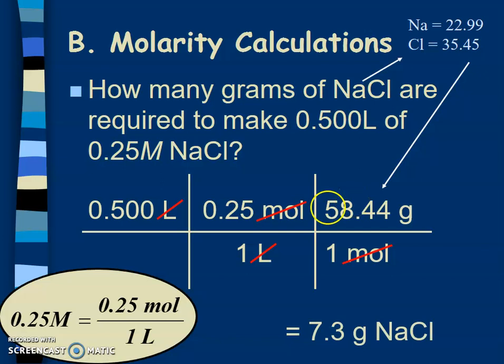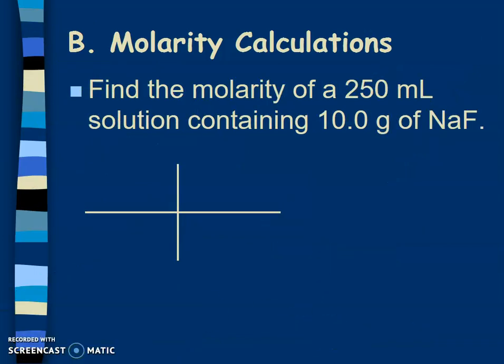Why 7.3? If I go back to my problem, this number has 3 sig figs, this number has 2 sig figs, and we always stay with the lowest sig figs. So since this one only has 2, then my final answer needs to have 2. So 7.3 grams. Okay, let's look at another practice problem.